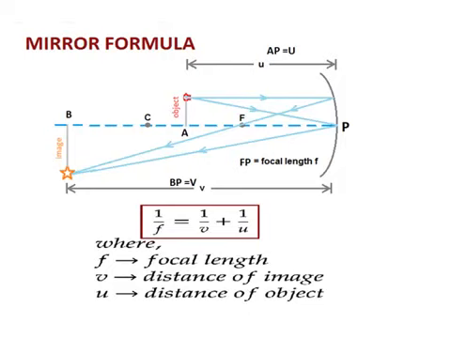Now there exists a relation between these three. The formula is 1 by f is equal to 1 by v plus 1 by u, where f is focal length, v is image distance, and u is object distance. And this is known as the mirror formula. So the values of u, v will change according to the position of the object where you keep. In that case, those distances may be small or big. Okay?